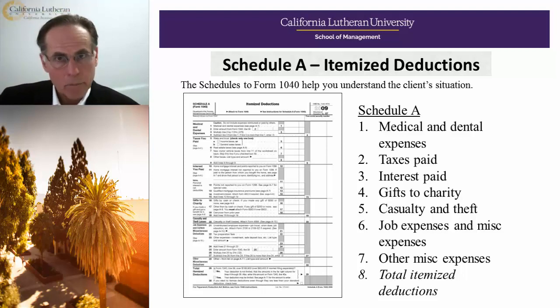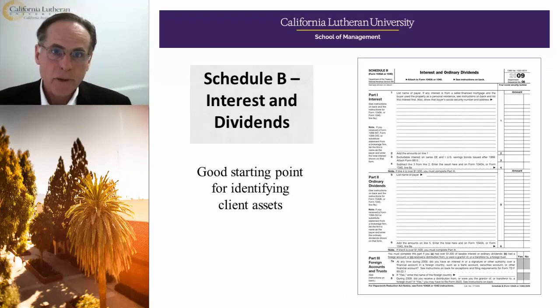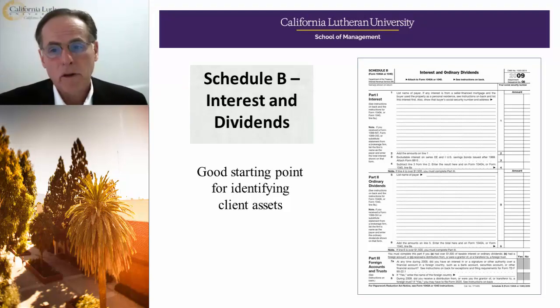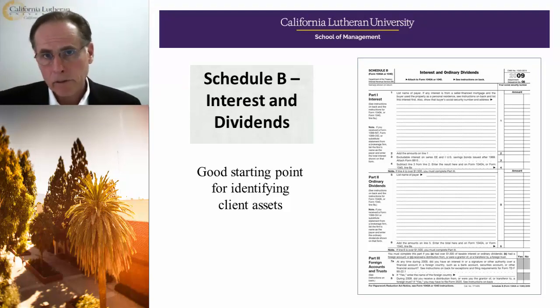Maybe you'll see a missing piece. You see something here that wasn't collected, and that's a check and balance for you. Schedule B, interest and dividends. This is a good starting point for identifying the client's assets. Now, we already talked about building the asset side.